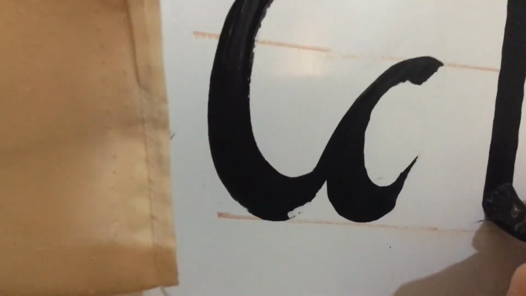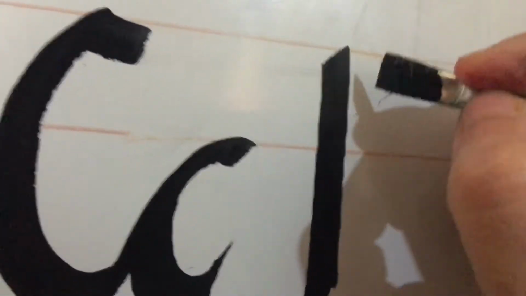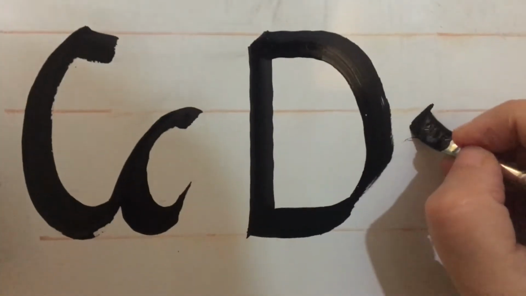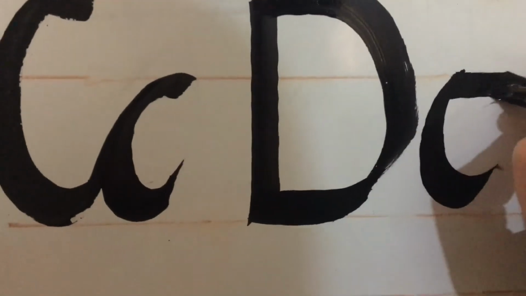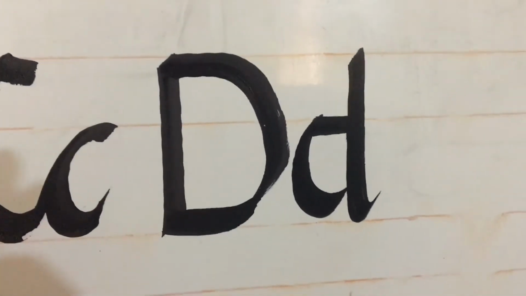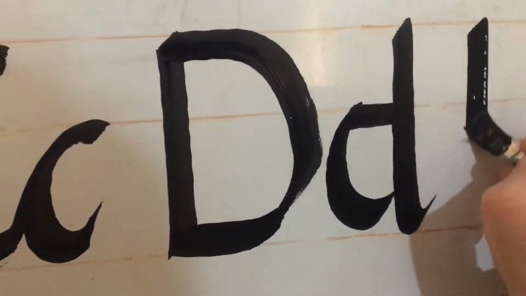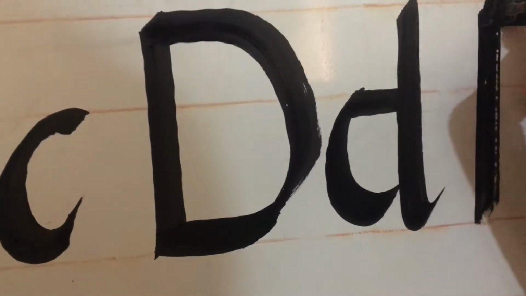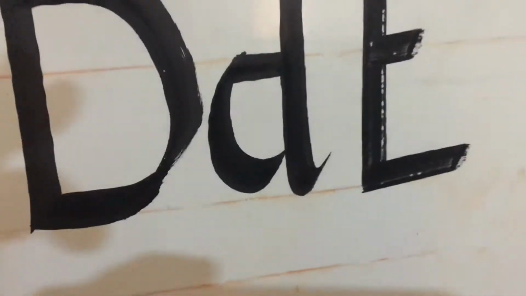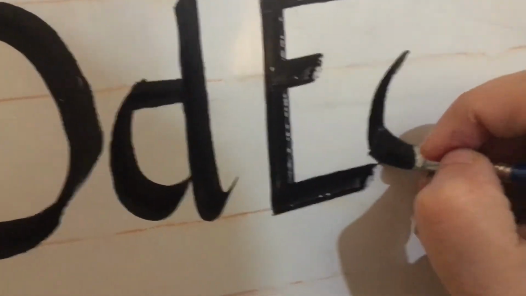Now D, for straight line, then straight, then half circle, and then we will join it. Small d. Now comes E, for E straight line, then we are going to put it like this, small arc, then big arc. E.